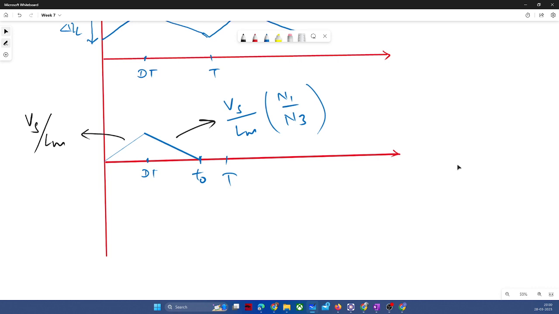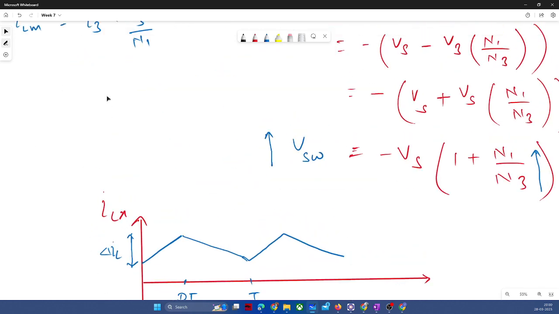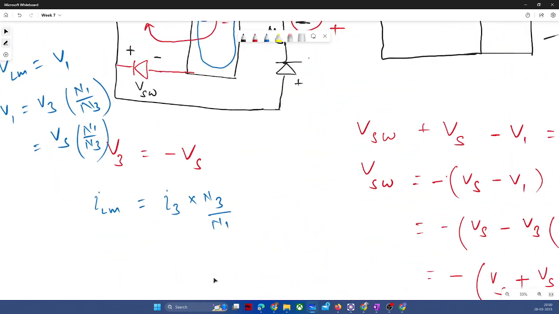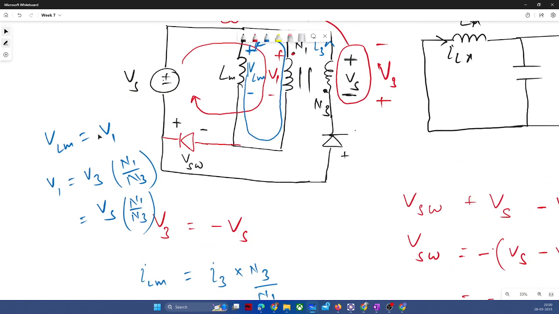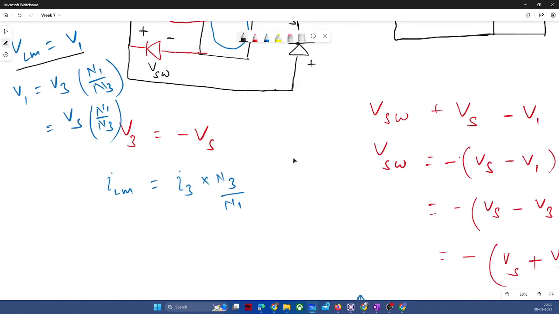And Vs, where did we derive Vs? Vs from all the way from V1, right? VLM is equal to V1. See all the steps. And when the session is finished, you analyze it on your own. Then you will find out that it is all linked. Try to visualize all the links here. It is a bit confusing since there are three windings that have been used in this circuit. So if you sit in peace, then you will visualize.